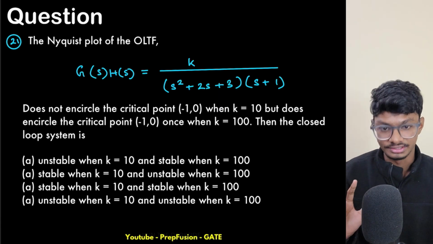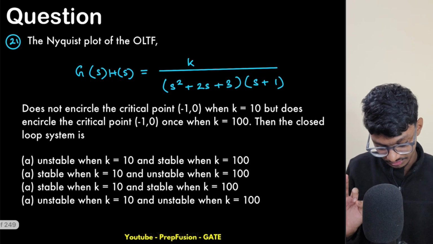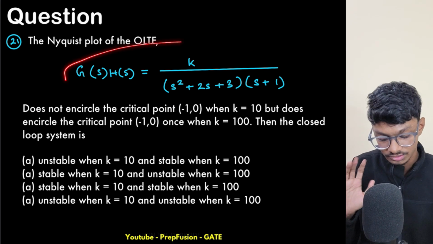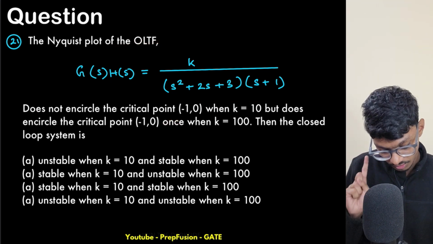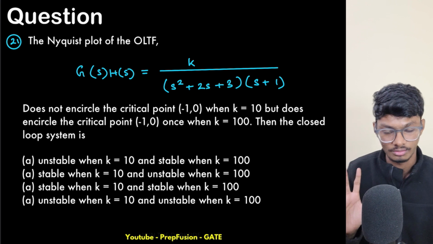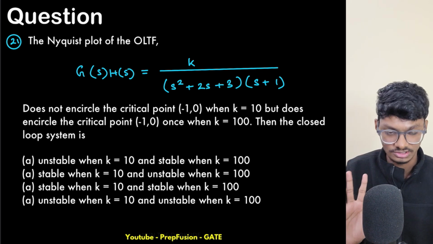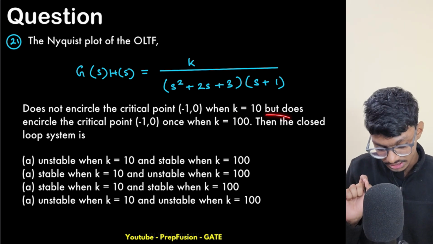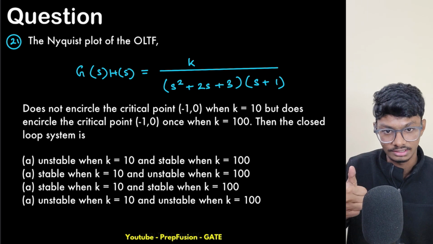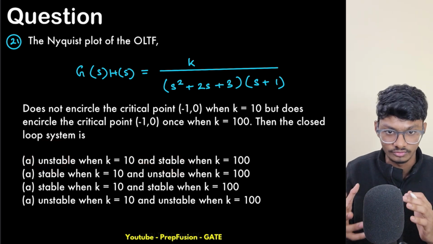So what is the next question telling us? The Nyquist plot of the OLTF is not given. It has told that it does not encircle the critical point minus 1 comma 0. Of course, it has not mentioned the G(s)H(s) plane here, but we will assume it is talking about the G(s)H(s) plane when K is equal to 10. So when K is 10, it does not encircle the minus 1 comma 0 point, but does encircle the critical point minus 1 comma 0 once when K is 100. So when K becomes 100, it encircles that critical point. When K is 10, it does not. Then the closed loop system, it is talking about the stability, right, for different values of K.